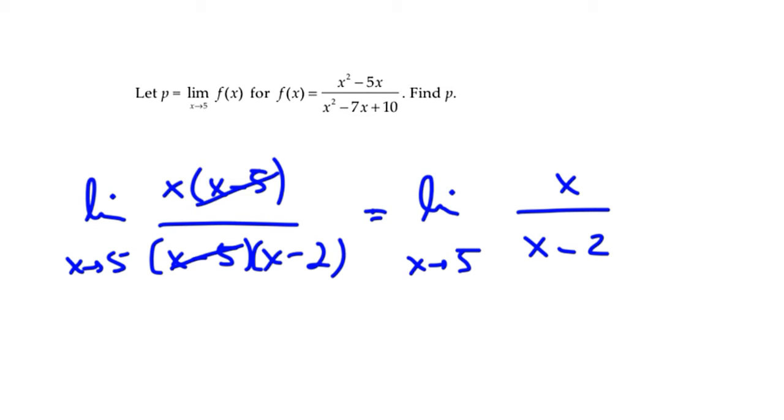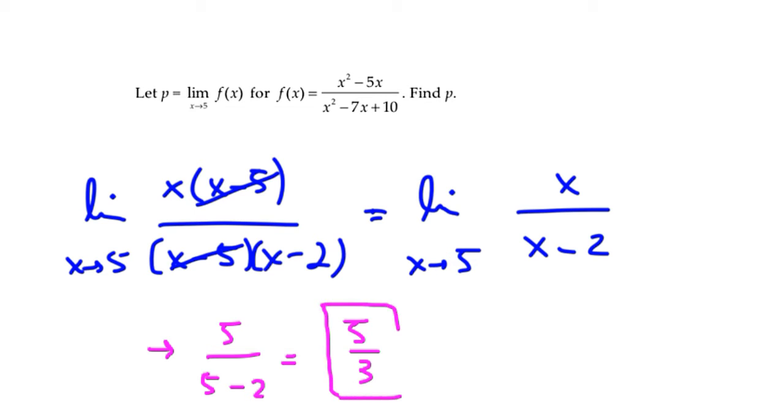Great. Now that we've canceled something, what we're going to do is plug in 5. In other words, try it again now. Before we got 0 over 0. But by eliminating that factor, perhaps the 0 over 0 nonsense goes away. So that gives us 5 all over 5 minus 2. And ultimately, there's our answer. It turns out that the limit as we approach 5 is just going to be 5/3.